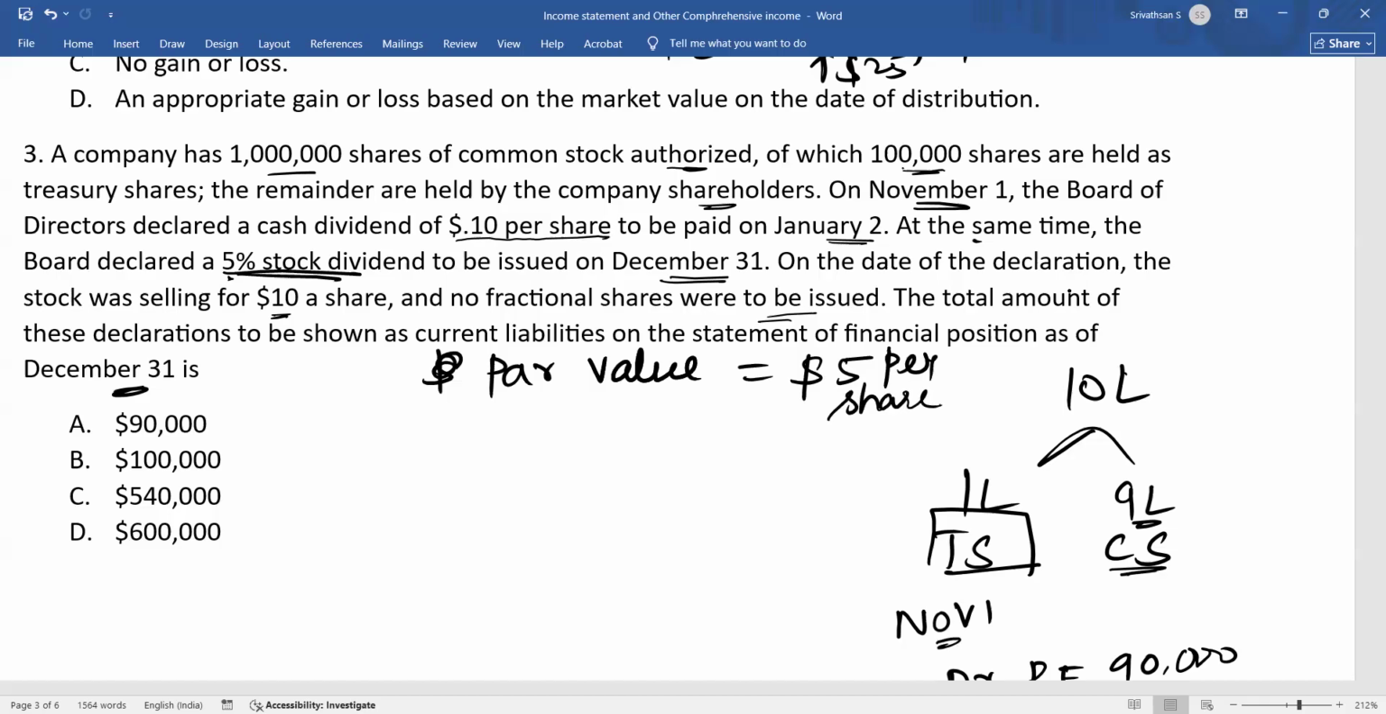Now, what is the journal entry that we have to pass for the small stock dividend? The journal entry is we have to debit retained earnings, right? How many shares we are going to give as stock dividend? 5% of the total number of shares outstanding. How many shares are outstanding? 9 lakh shares are outstanding. So 9 lakh into 5% we get 45,000. So we are going to pay 45,000 shares as stock dividend into what is the market value of the share? It is 10. So 45,000 into 10 we get 4 lakh 50,000. We have to debit retained earnings for 4 lakh 50,000.